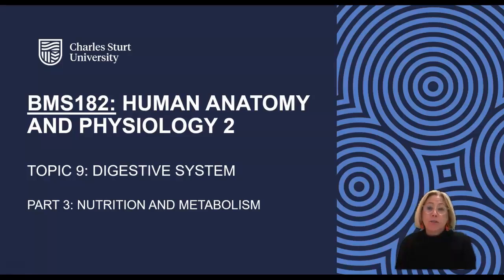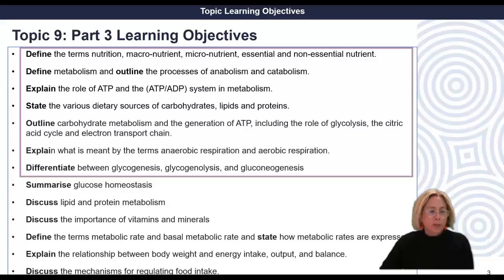Hi everyone, this is the final component of this topic on the digestive system, and it's on nutrition and metabolism. These are the learning objectives for this part of the topic, and they are to be able to define the terms nutrition, macro and micronutrient, and essential and non-essential nutrient.